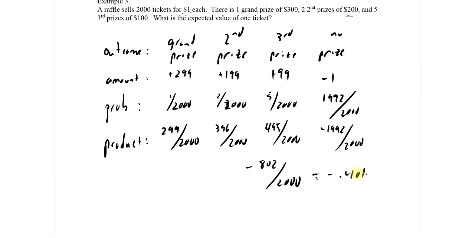Right? You expect if you bought a ticket, you'd lose about 40 cents. How much would you lose if you bought all 2,000 tickets? Well, you'd spend $2,000, but you'd get 300 plus 400, that's 700, plus 3 prizes of 100. Sorry about that. So that would be 1,000. So you'd spend $2,000, but you get $1,000 back. So this should actually be 500.